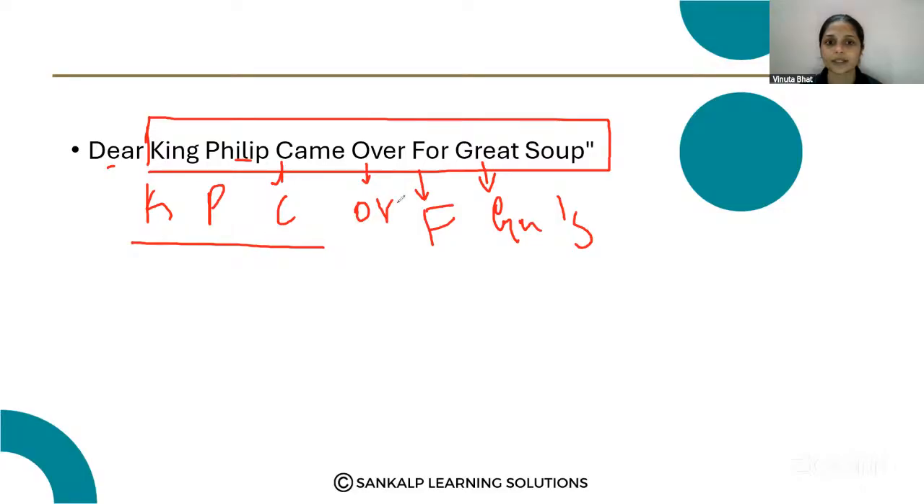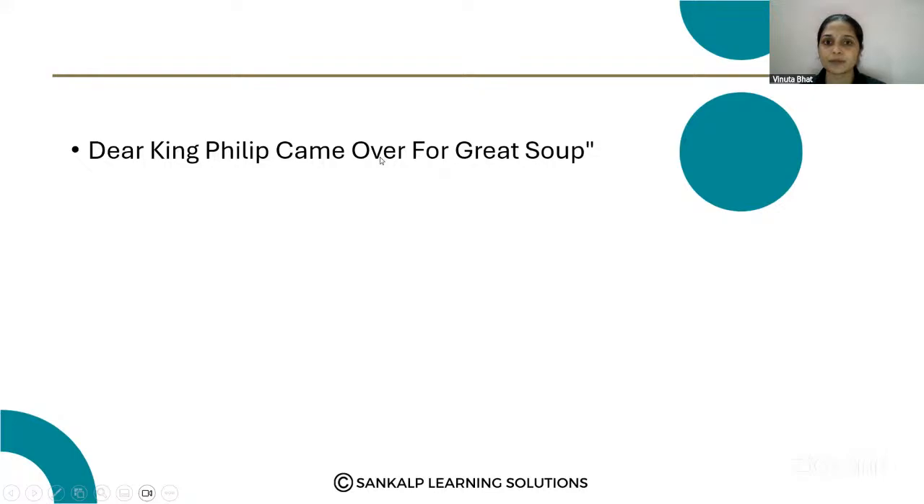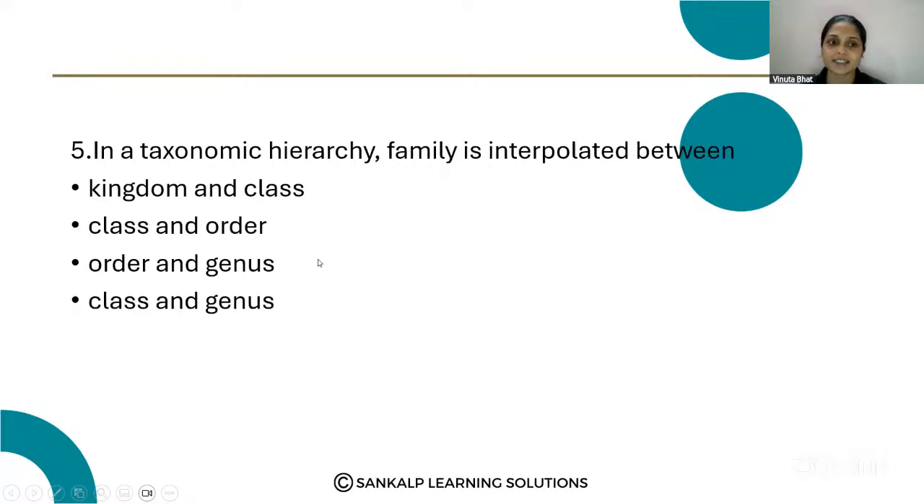So here, what is the question? The question is, the family is interpolated between which two? Yes, the correct answer is option C, order and the genus.